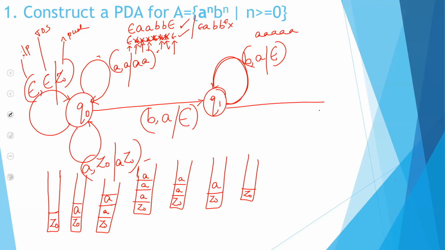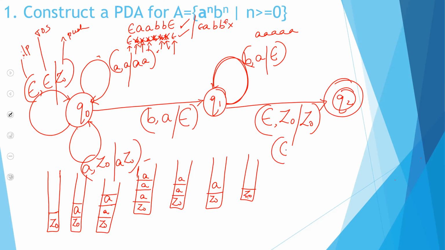Okay, so now you are encountering what? You are encountering a null. What is the top of the stack? Top of the stack is Z0. Okay, so let Z0 be there. This is my final state. That's it. You can either write it like this, or you can even write it like this.